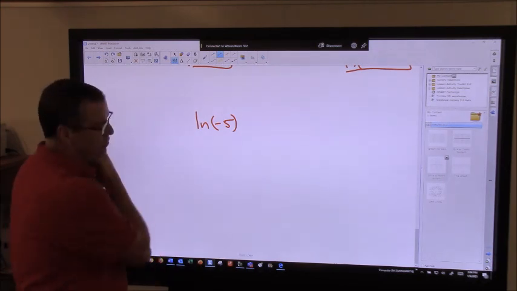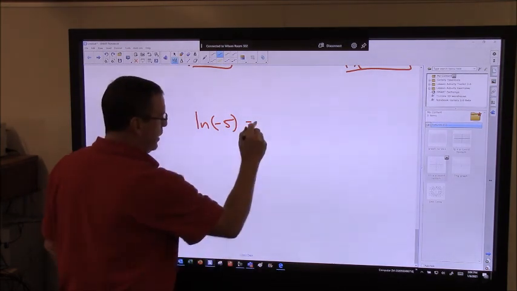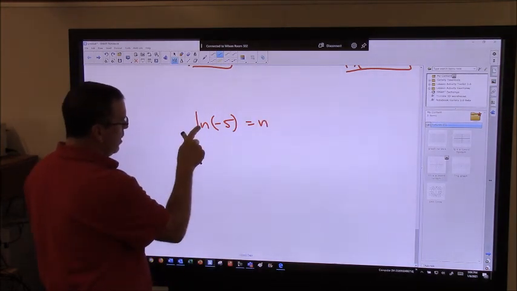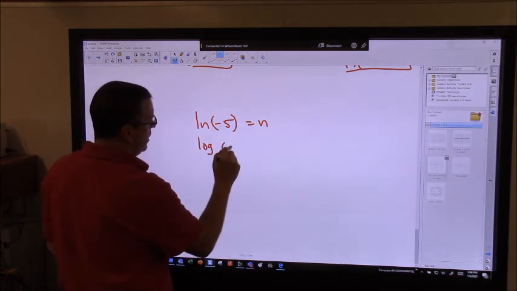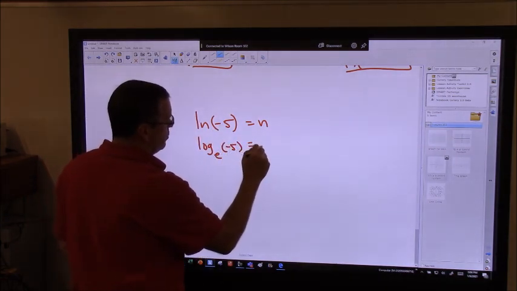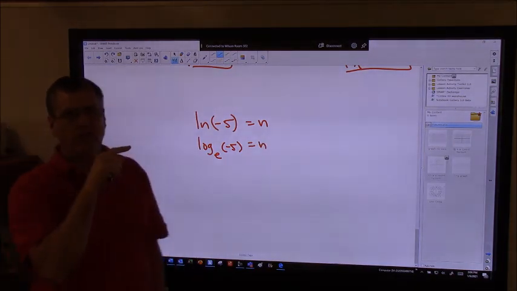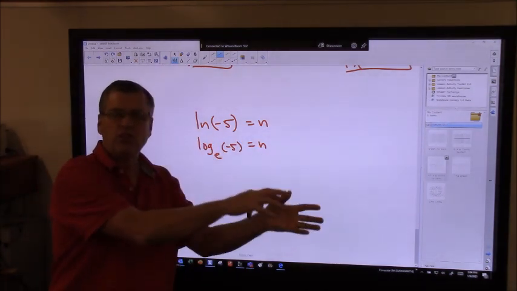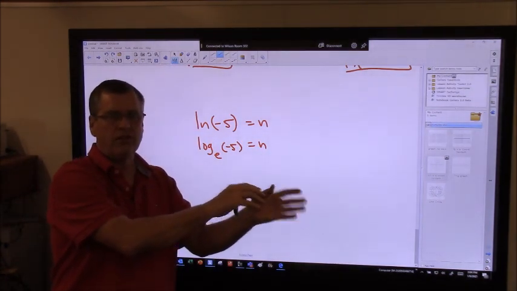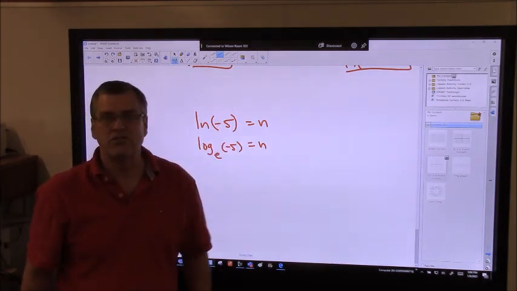What is that equal to? Well, I don't know. Let's just make up a variable. I'll just call it n. So this is log base e of a negative 5 is equal to n. And a lot of times with logs and exponential functions, if you're not really sure what to do, convert it to another form, right? Convert to another form. That might all of a sudden make things make sense or give us an idea of what to do.